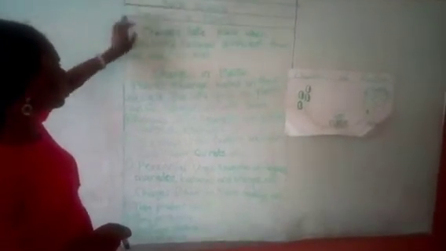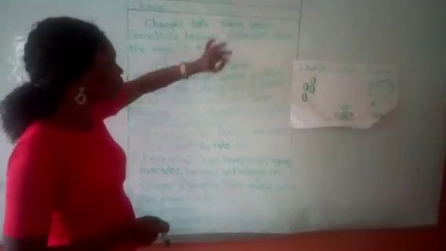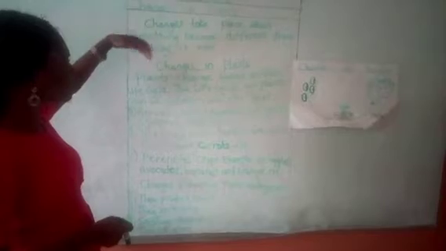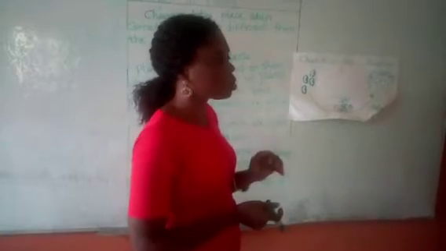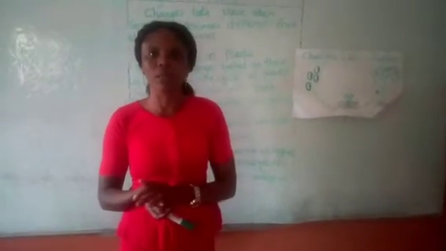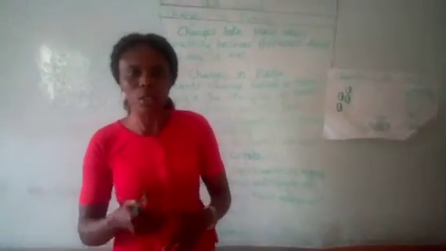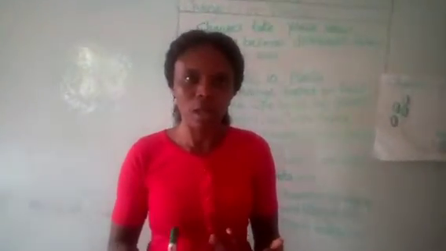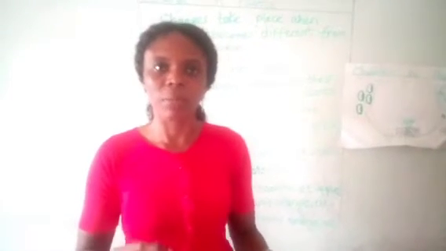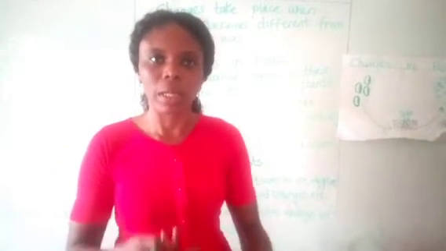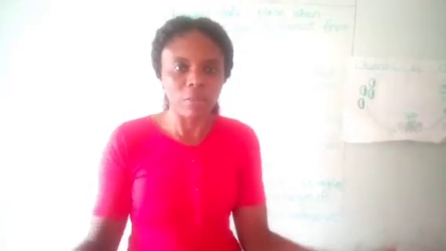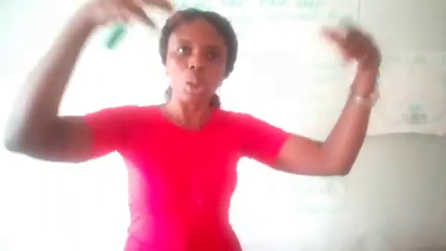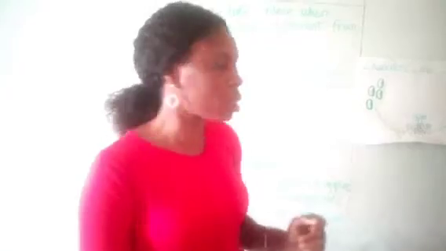Our subject is basic science and our topic is changes in plants. Now, what is change? Changes take place when something becomes different from the way it was. When something becomes different from the way it was, it means changes are taking place in that thing. How do I mean? If I go to the farm and plant my seed, it begins to germinate. It depends on the kind of seed I planted. Maybe if it is an orange, it will germinate into a big tree. So that is what I mean.